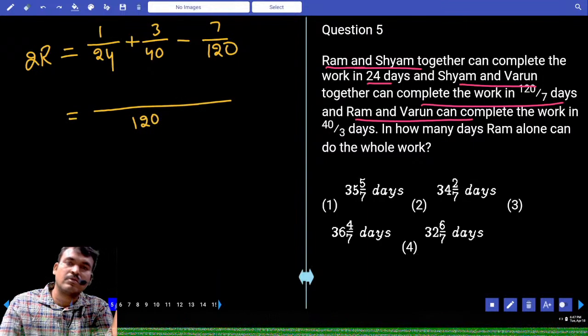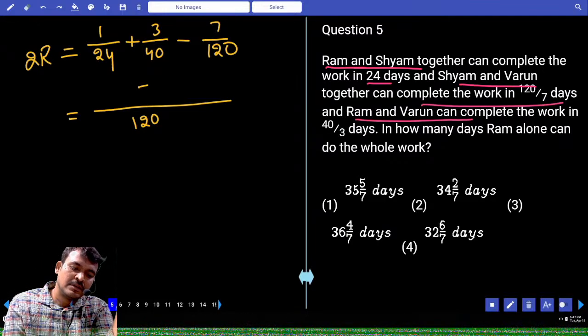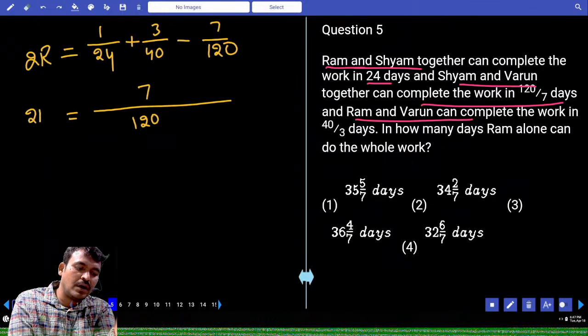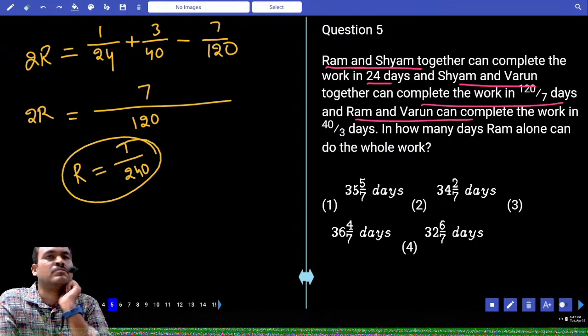120. 24, 5 times. 40, 3 times. 3 3s are 9. 9 plus 5 is 14. 14 minus 7 is 7. That is equal to 2r equals 7 by 120. Then r equals 7 by 240. That is 1 day work of Ram.